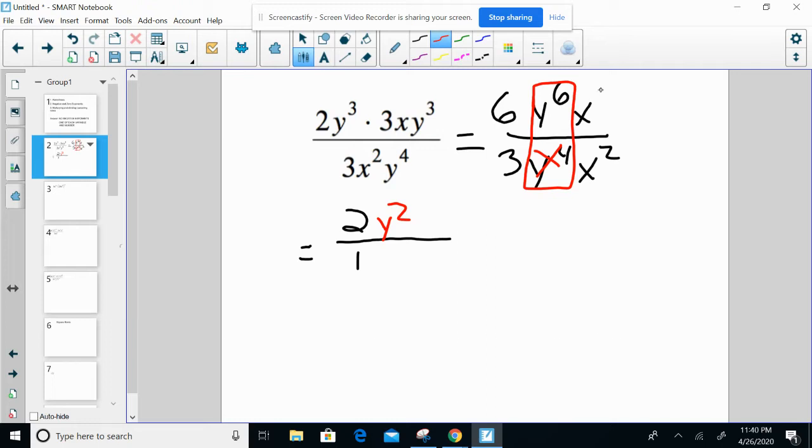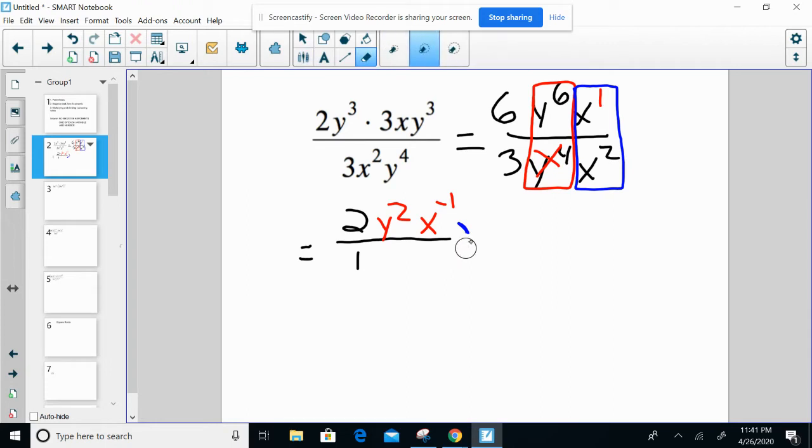You have 1 left on the bottom. The other way you could do it is 1 minus 2 would get you x to the negative 1. But remember, our answer can't have negative exponents, so this would have to move. Anyways, if you use the subtraction method, you would have to move it in the end, or you can just look at it as canceling. There's 1 left on the bottom. So your answer, 2y squared over x.